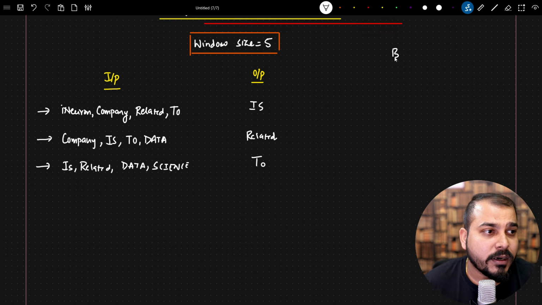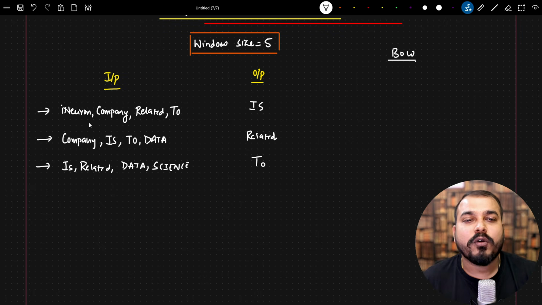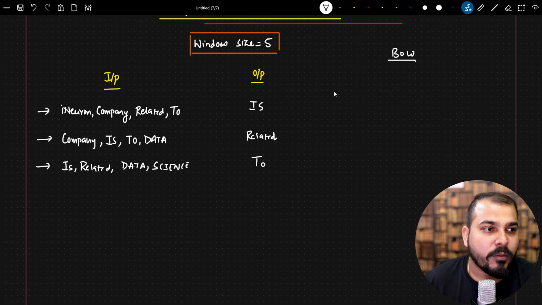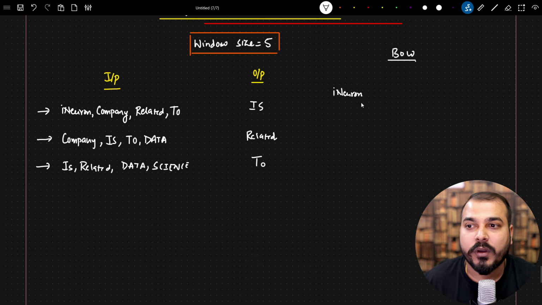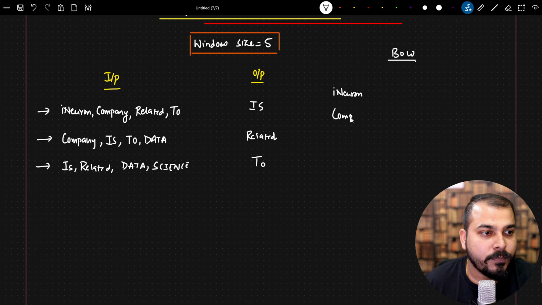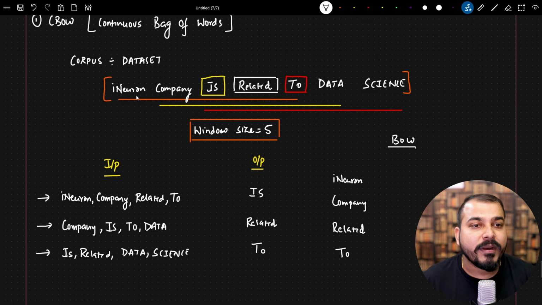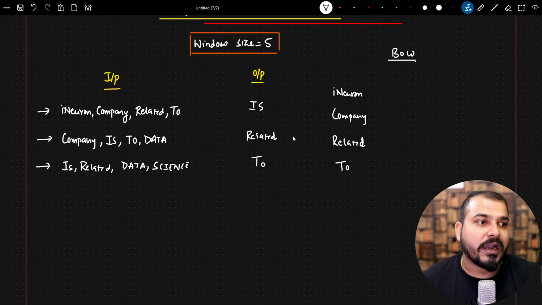Now let's say that since we are discussing continuous bag of words, with respect to bag of words, suppose I have this particular sentence. Let's consider that I have this many number of vocabulary only. So how many words I have over here? I have I neuron, company, related, and 2. Now understand this, this is super important. You need to understand how many vocabulary words are there. So over here you have 1, 2, 3, 4, 5, 6, 7. So 7 total unique vocabulary is there.